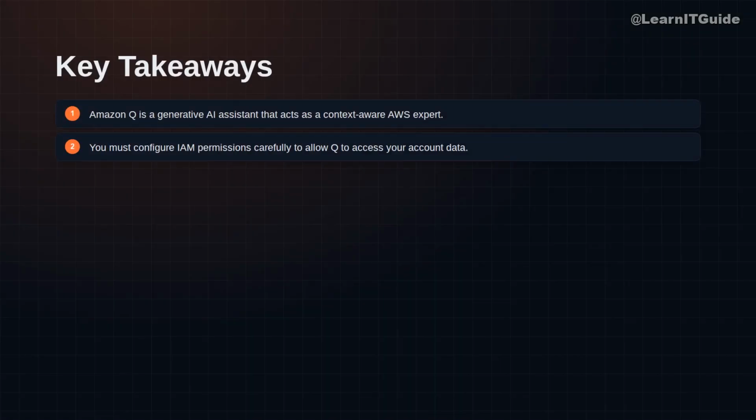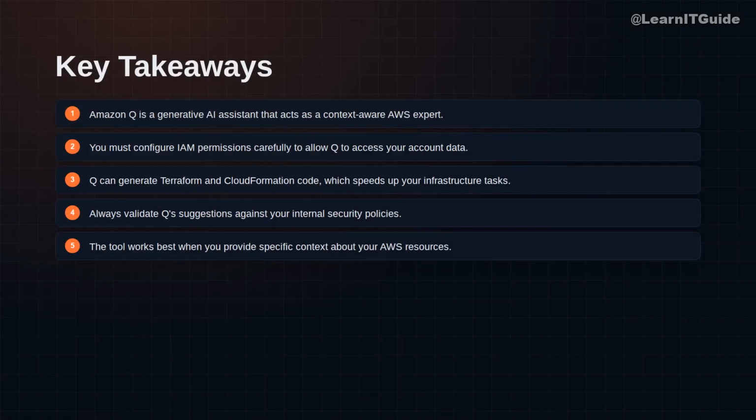Amazon Q is a generative AI assistant that acts as a context-aware AWS expert. You must configure IAM permissions carefully to allow Q to access your account data. Q can generate Terraform and CloudFormation code, which speeds up your infrastructure tasks. Always validate Q suggestions against your internal security policies. The tool works best when you provide specific context about your AWS resources.